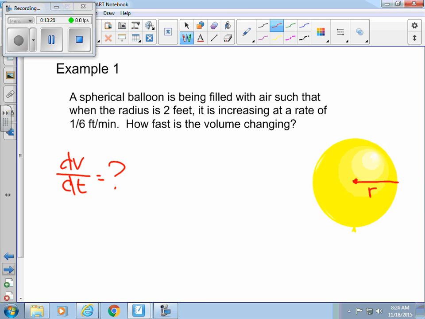What do I know? I know the rate at which the radius is changing. And if you didn't know for sure that that was a radius rate, feet per minute is a big hint. Those units will really help you out. Obviously, that's not a rate of change of volume. It would be cubic feet per minute, correct? So it's feet per minute. So I know dr over dt is 1/6 foot per minute, and I'm going to go ahead and put when r equals 2. The rate of change of the radius may change as the balloon gets bigger. It may take longer or be harder to fill up as it gets bigger.